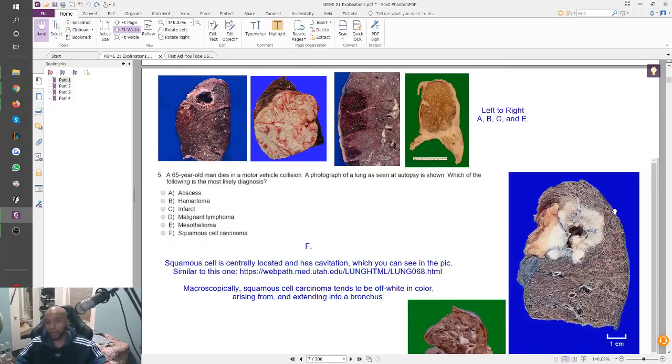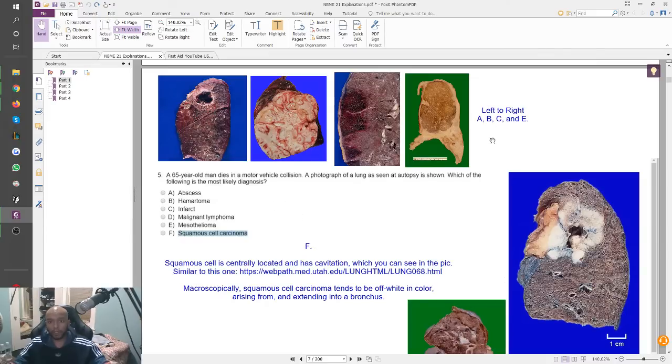So you got your autopsy done, and this is what you're looking at. Okay. So then you look at all your answer choices. Is this an abscess? Is it a hamartoma? Or is this an infarct? Could it have been a malignant lymphoma? You might not even know how that looks like. Is this a patient who had gone through mesothelioma? Or could this just have been someone with squamous cell carcinoma? And if you remember your lung cancers very well, then you would immediately pick F and just move on, because this is squamous cell carcinoma.